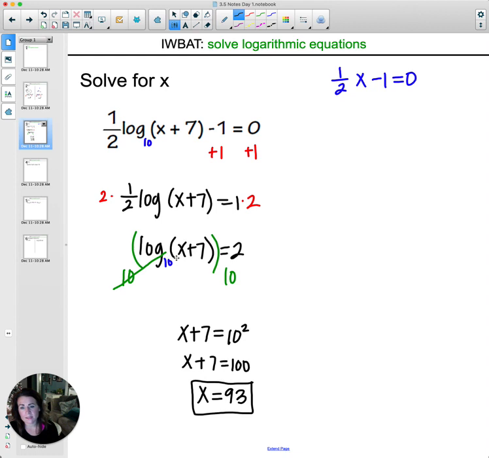So again, at this step, if you remember how to just write it in exponential form, right? So you would get 10 to the second equals x plus 7, and you'll end up with the same. 100 minus 7.